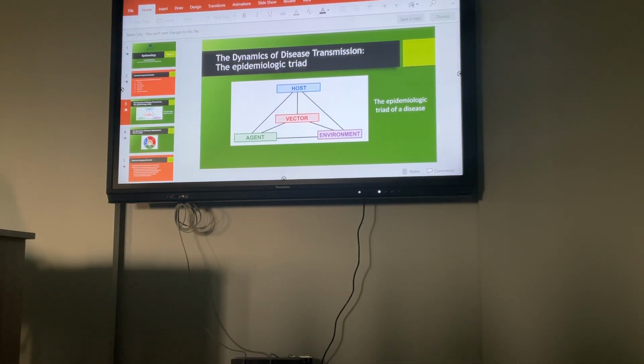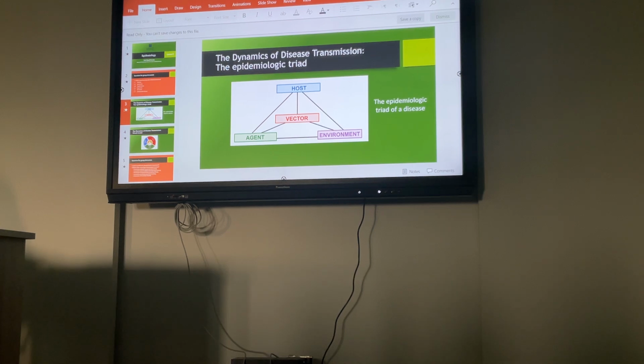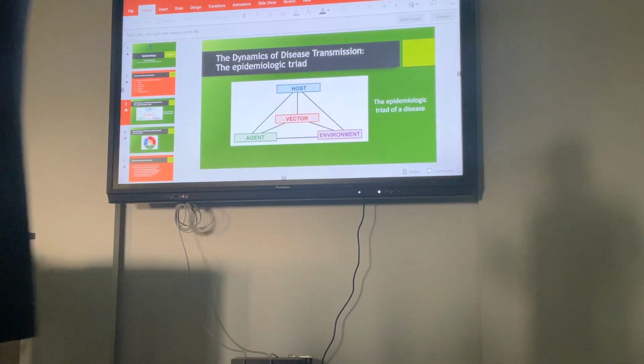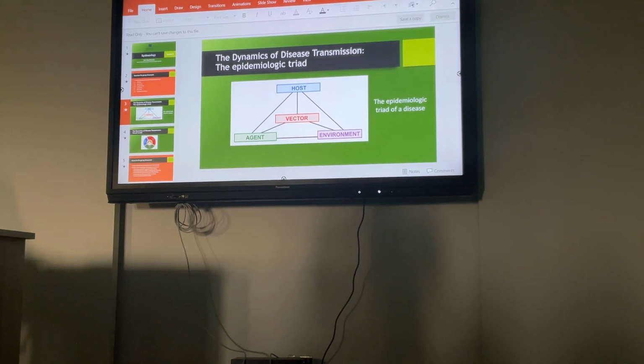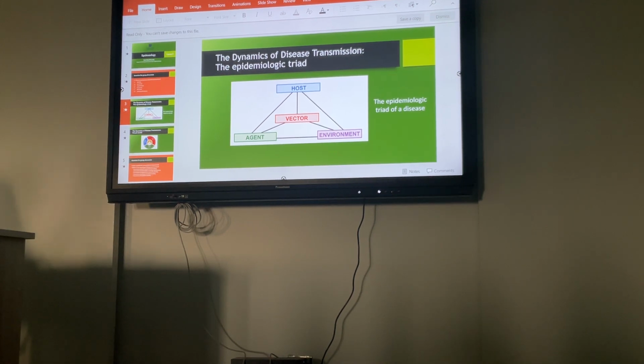But at the same time, we know that many people may receive the agent but not get the disease. What is the cause? Why some people? Not the right environment, yes? Environmental factors, you know? What are other reasons? Immunity. And in some cases, we still don't know why some people may get the infection, some people may be infected, but the disease will not occur at all.